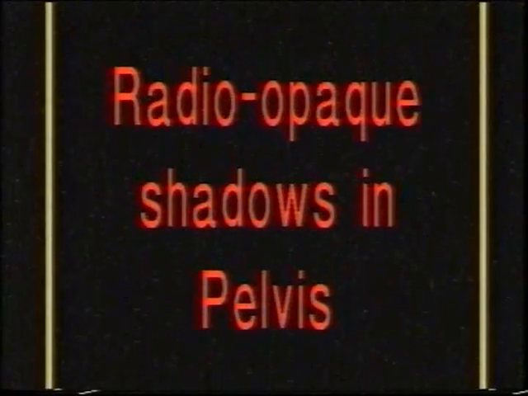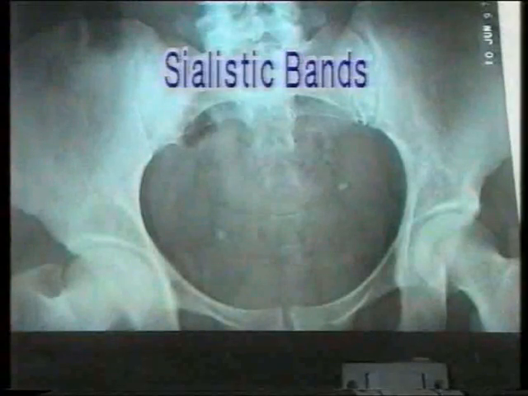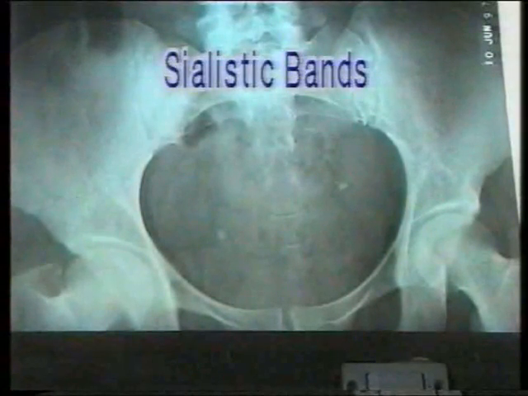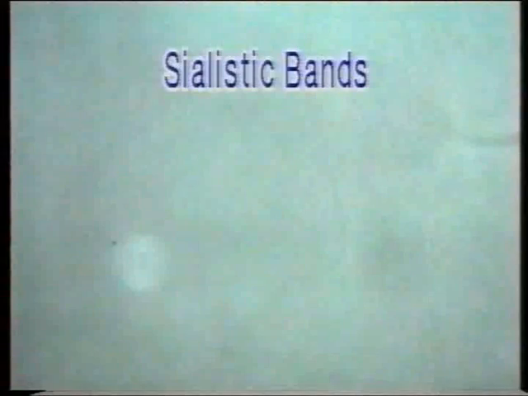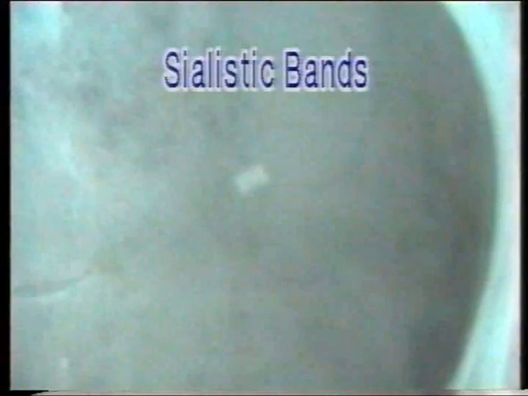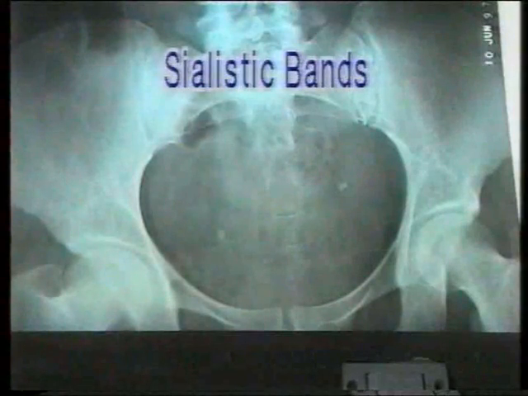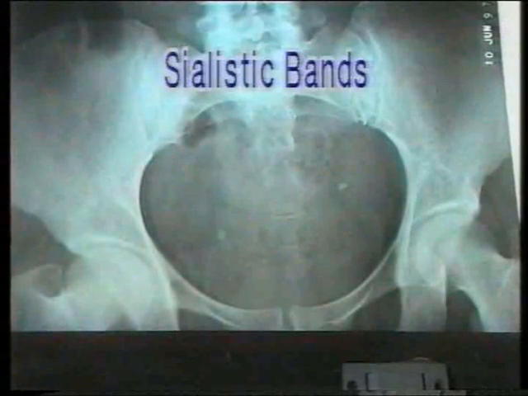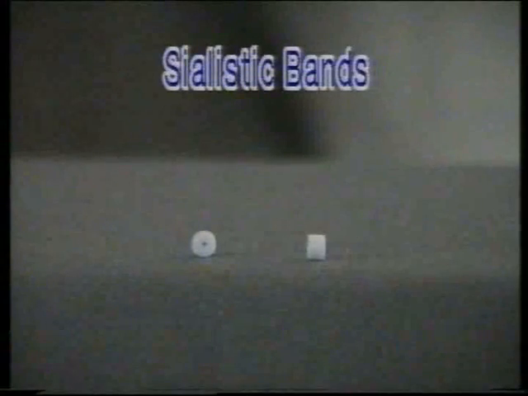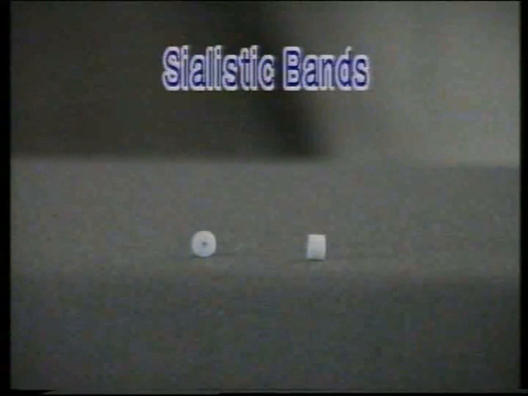Radio-opaque shadows in the pelvis. In this X-ray of the pelvis, there are two radio-opaque shadows, one circular and one rectangular. Here you see this circular shadow with a central radiolucency, and this is a rectangular shadow. These are sterilization bands of laparoscopic tubectomy. Circular shadows are the end-on views and rectangular shadows are the side views of the bands. These are the actual bands, circular in an end-on view and rectangular in a side view.